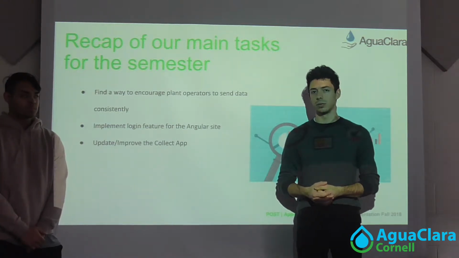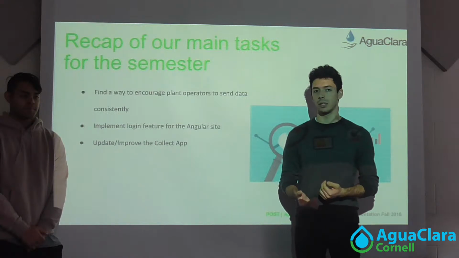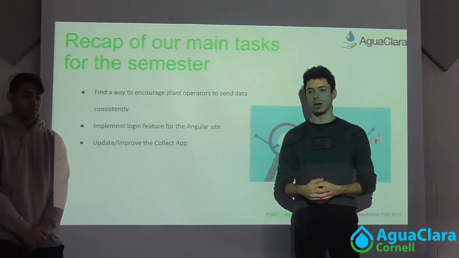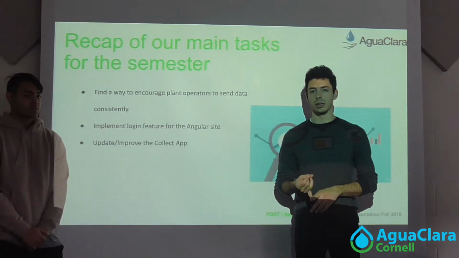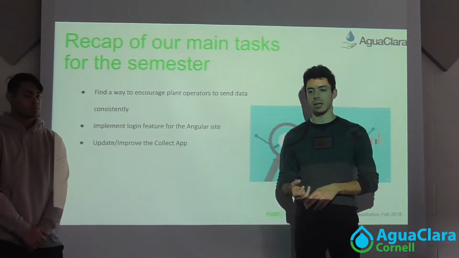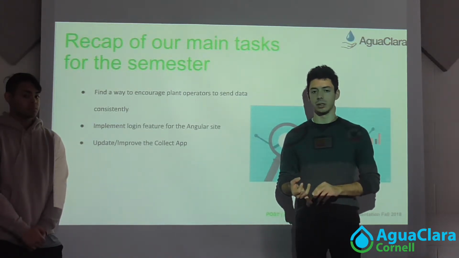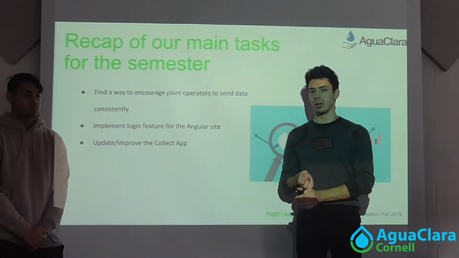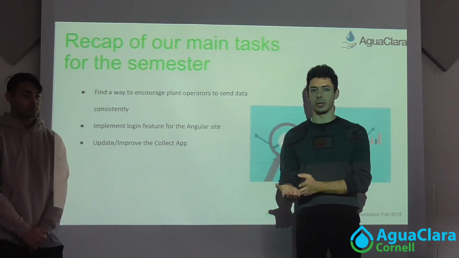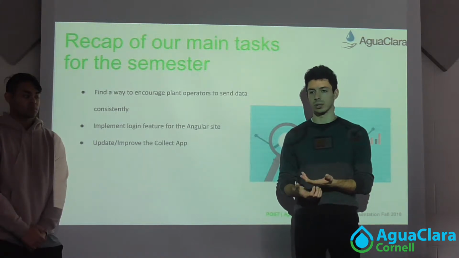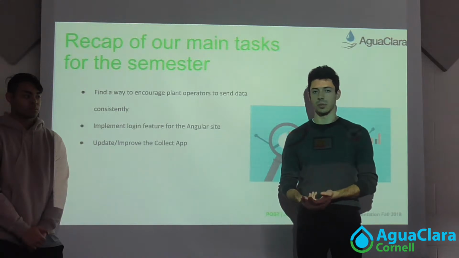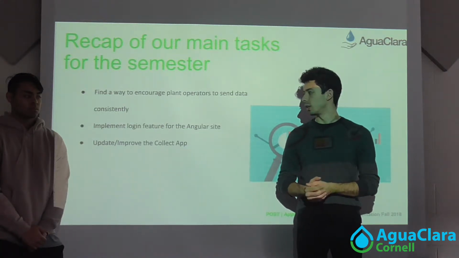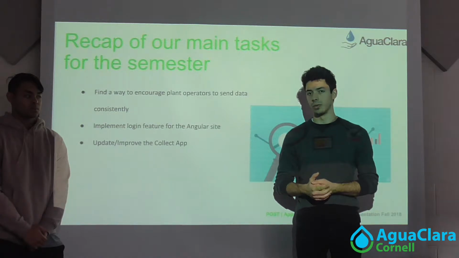So in order to address this issue from the Angular side, we wanted to implement a login feature. The main goal of the login feature was to allow a user to log in with their Gmail credentials. Ideally, this user would be the plant operator, and then that user could associate themselves with any number of plants. And then given that information, the user's email and the plants that the user is associated with, we would send the user, which in this case is the plant operator, emails to remind them or to encourage them to send plant data. And this would hopefully address the issue of the data sparsity that we're receiving from the operators. And then for the ODK site, we wanted to update and improve the Collect app.